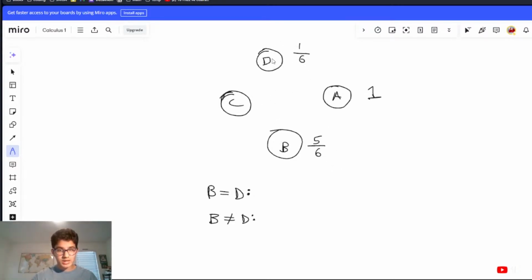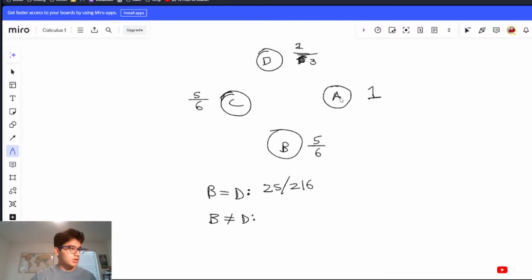Now this person can be anything except what D and B are. But since D and B are the same thing, that's just 5/6 again. So this is 25 out of 216. What about B is not equal to D? Then D has a 2/3 chance, right? 2/3.